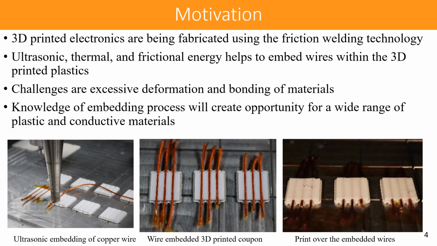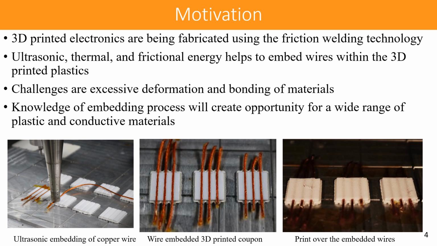In 3D printed electronics fabrication, ultrasonic welding technology is used. Not only ultrasonic welding technology, there has been a research effort to use the thermal embedding process, which has a similar mechanism. The main thing about this friction welding technology is that the ultrasonic thermal and frictional energy helps to incorporate or introduce a third material on the printed plastic.